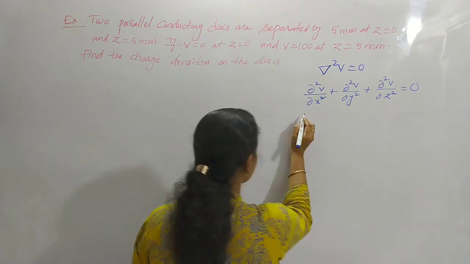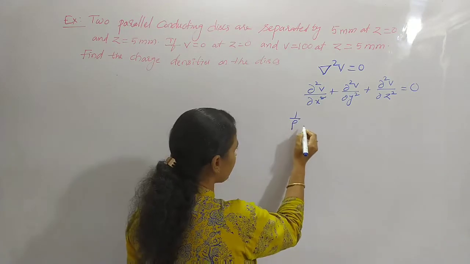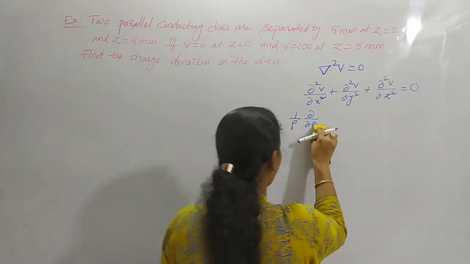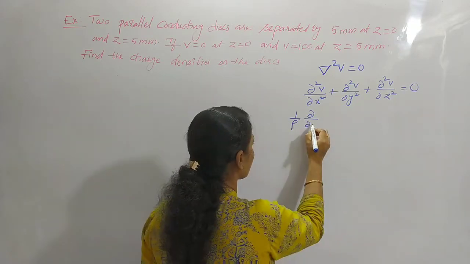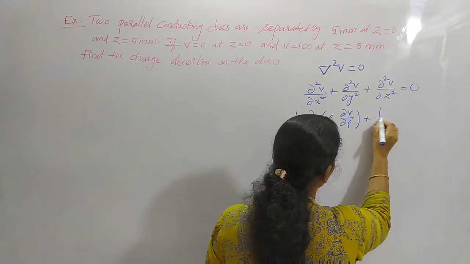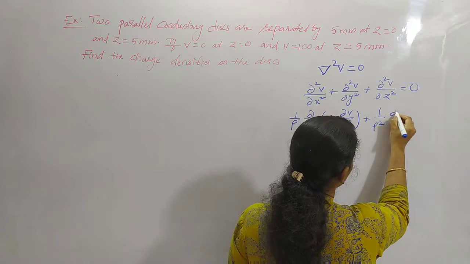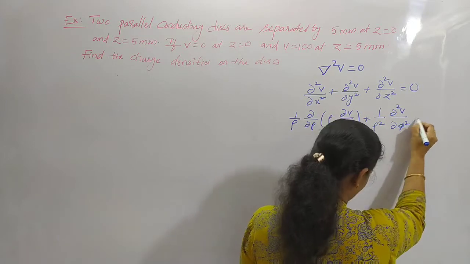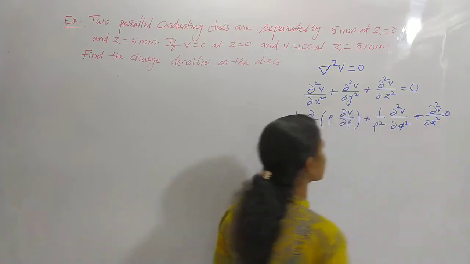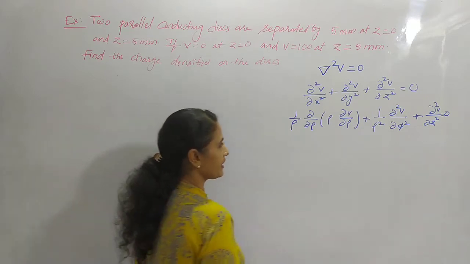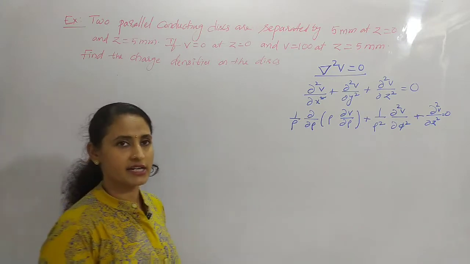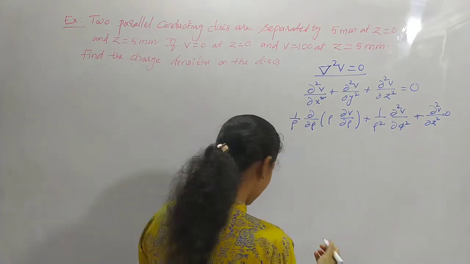In the cylindrical coordinate system, it is given by 1 by rho into dou by dou rho of rho into dou V by dou rho, plus 1 by rho square of dou square V by dou phi square, plus dou square V by dou z square equal to 0. This is in the cylindrical coordinate system. So we are writing the Laplace equation in Cartesian, cylindrical and spherical coordinate systems.